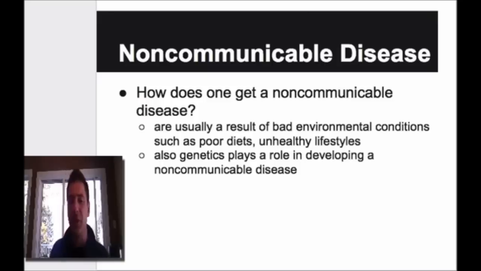Now, these are usually a result of bad environmental conditions. So things like poor diets. How would I get diabetes? Well, maybe due to obesity, inactivity, poor diet, and such. Unhealthy lifestyles. Okay, so that's ways that we can get these.